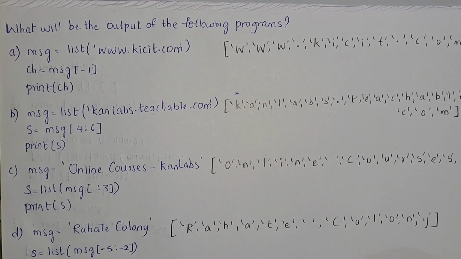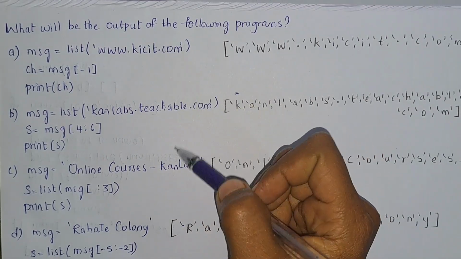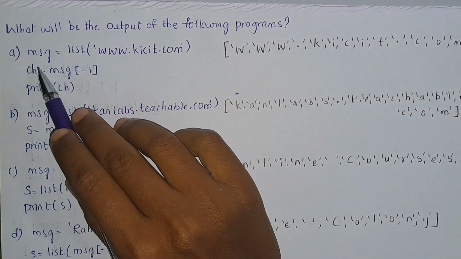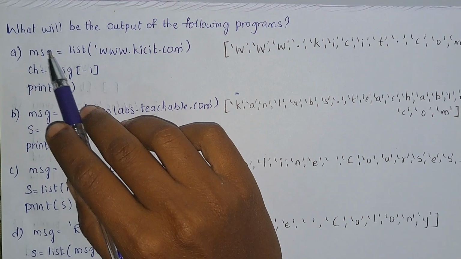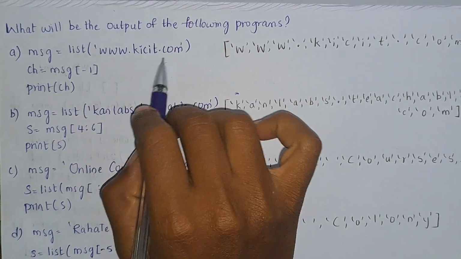In this video, I am explaining some of the Python coding exercises so that you will get a more clear idea on the concepts. So here let us find out the output of the following programs. So the first one is we are initializing the list of the given string.